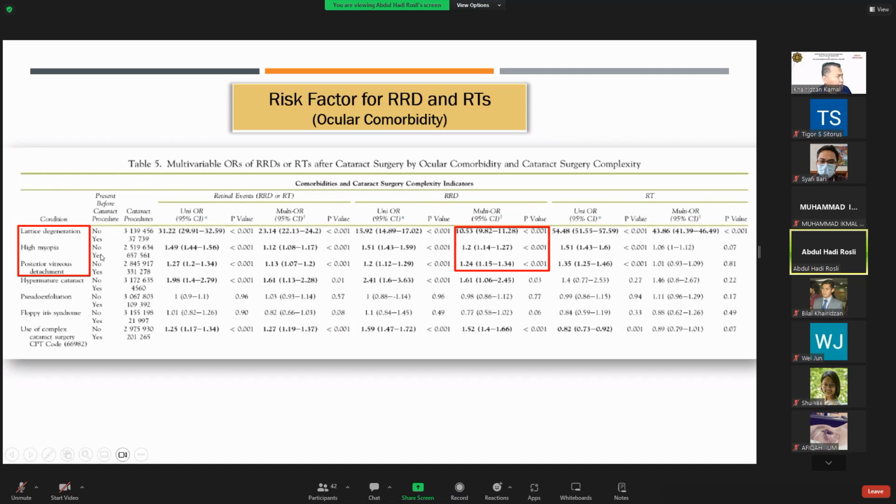Okay, the lattice and high myopia both had increased risk based on the regression analysis, but the highest odds ratio would be the presence of the lattice degeneration. But we understand that in case of high myopia, usually they also have the lattice together, right? So if they had a combined risk factor, I believe the risk will be even higher, although they did not analyze the combined risk factor.